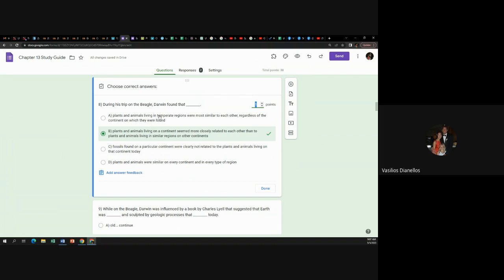No, that was opposite of true, because what we said was this right here. Plants and animals living on the continent seemed more closely related to each other than plants and animals living in similar regions, like in this example up top, temperate regions, on other continents. In other words, the important thing here is that geographic proximity is more important than anything else as far as the similarities. That's what he found out, right? So he was looking at the deserts of South America, and then he was also looking at the rainforests of South America, and he saw more similarities between those animals than he did, for example, from the deserts of South America versus the deserts of Australia. Those animals were a lot different, despite living in the same type of environment, right? So again, geographic proximity is more important. So any questions about that slide?